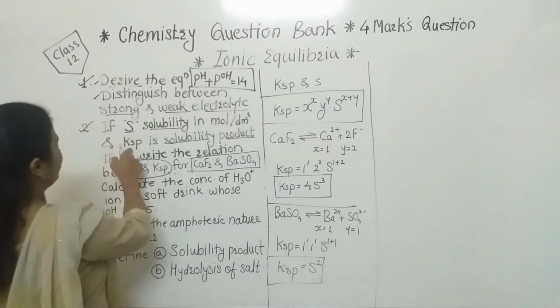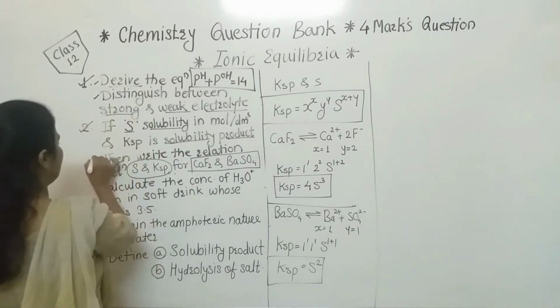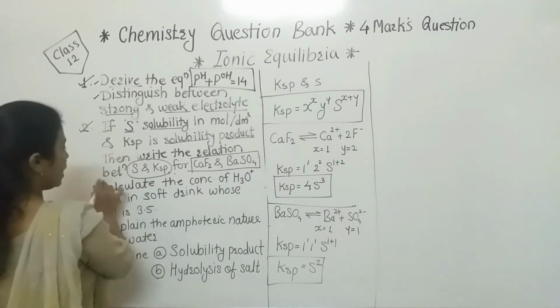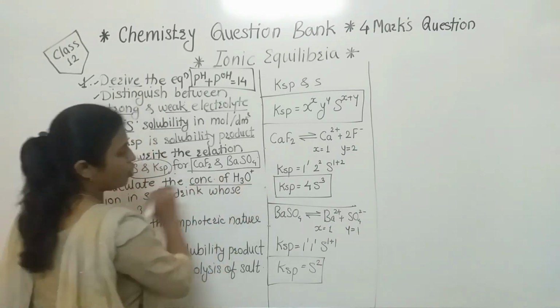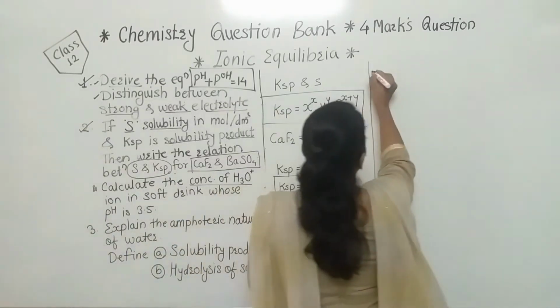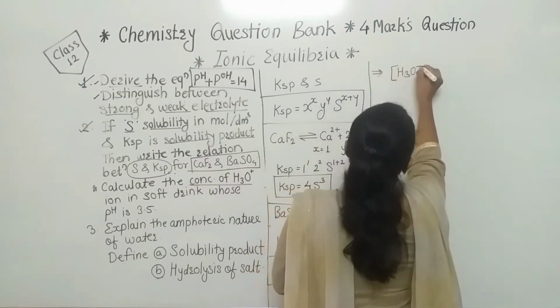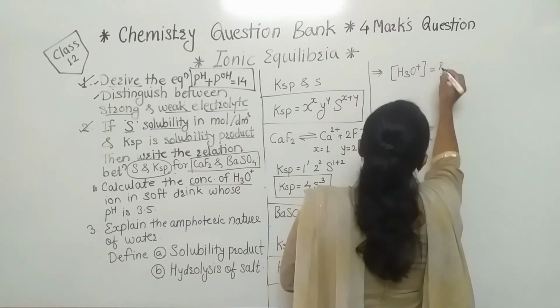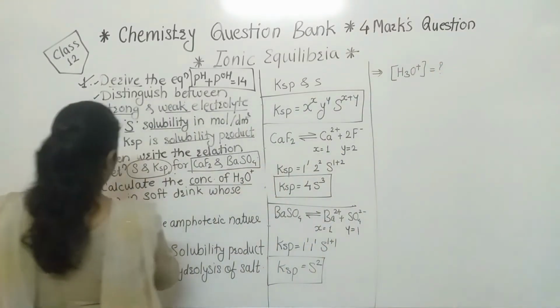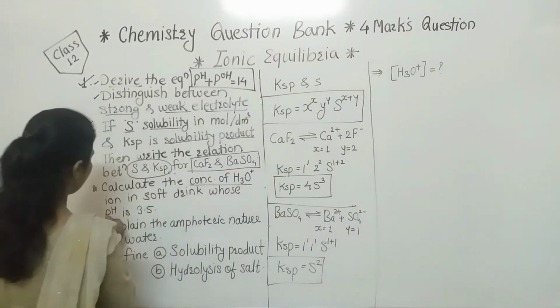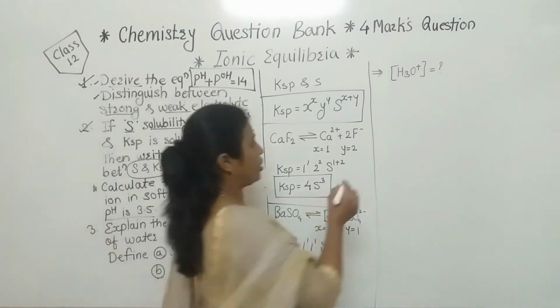From that 4 mark question, next 2 mark question is this one. What is that? Calculate the concentration of H3O plus. Here they have given one numerical and we have to find out the concentration of H3O plus ion in soft drinks whose pH is 3.5.